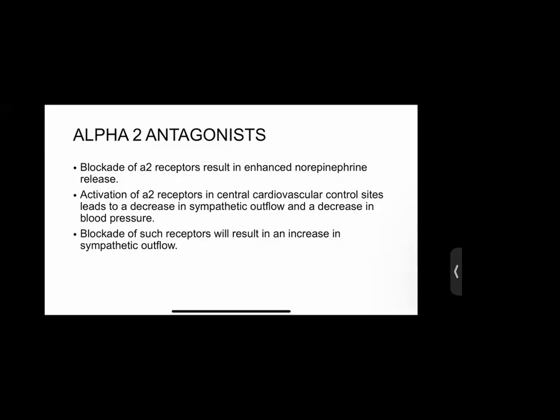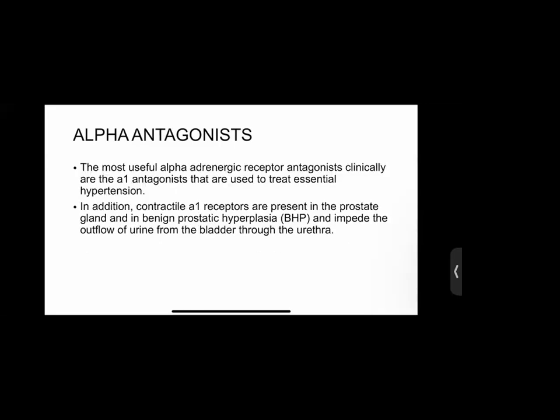The most clinically useful alpha adrenergic receptor antagonists are the alpha-1 antagonists. They are used in the treatment of essential hypertension. In addition, they can also be employed in benign prostatic hypertrophy, and are used to impede outflow of urine from the bladder. So these are the pharmacological uses of the alpha-1 antagonists.